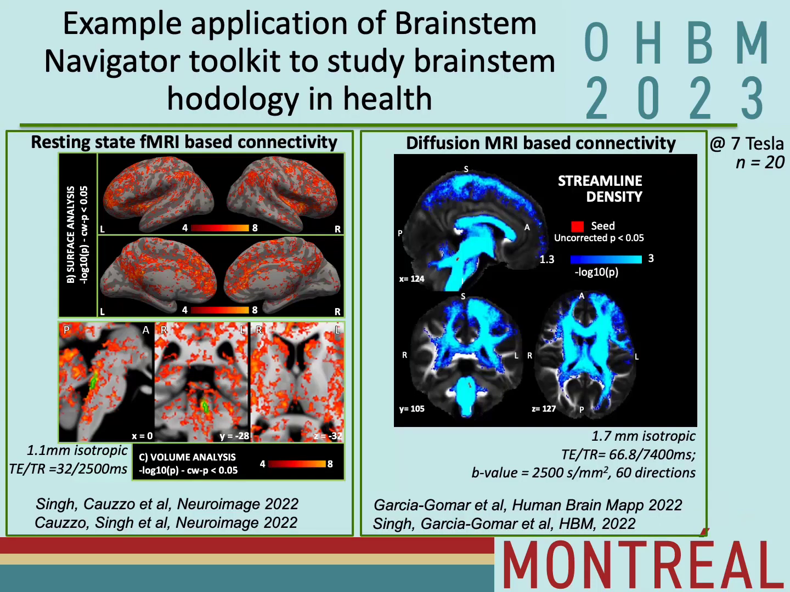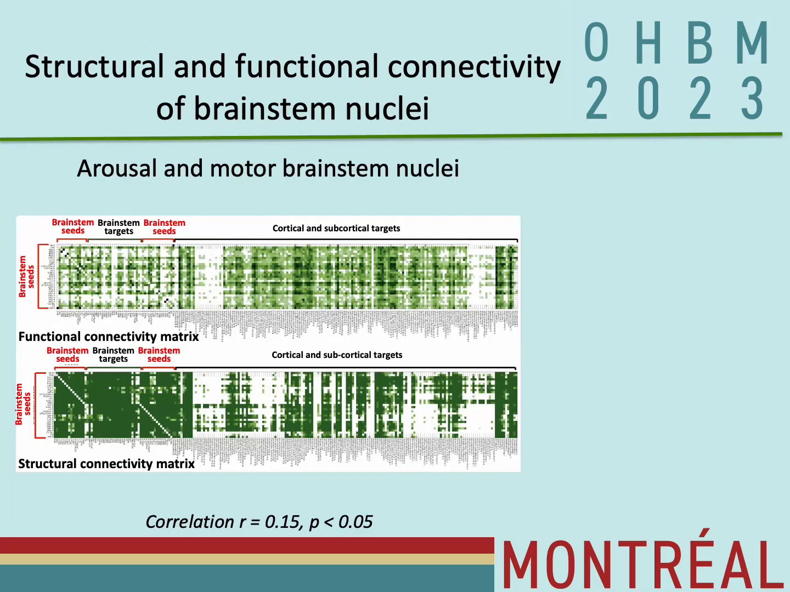Here we show example application of the Brainstem Navigator toolkit to investigate brainstem hodology in health. We applied the atlas and coregistration routines to 7 Tesla functional and diffusion data acquired on 20 healthy subjects, and computed the resting state functional MRI connectivity and diffusion-based tractography for 31 brainstem nuclei towards a parcellation of the whole brain. We found a significant correlation between functional and structural connectivity matrices.